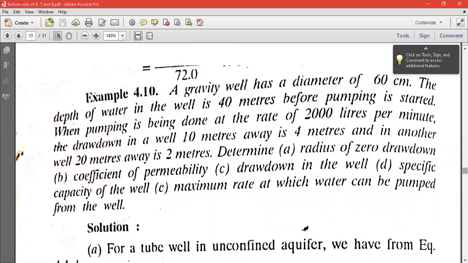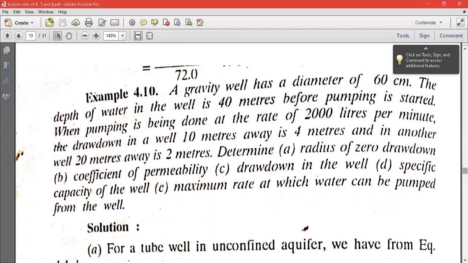The gravity well has a diameter of 60 centimeter. The depth of the water in the well is 40 meters, small h, before pumping is started. Sorry, the depth of the well is 40 meters before pumping is started, meaning the depth of the stratum which contains the water, that is the thickness of the aquifer, 40 meters, is given in the question, because pumping has not yet started. So water gives us the full height, that means the thickness of the whole aquifer.